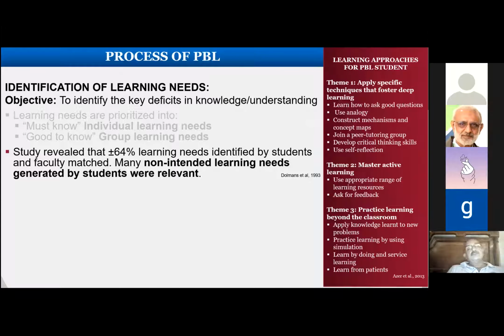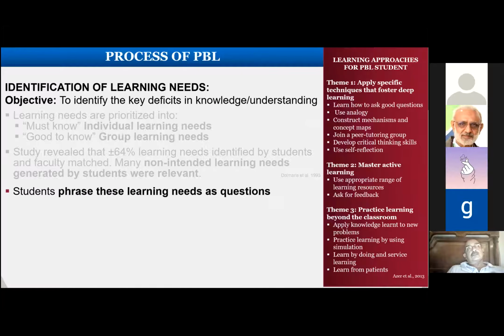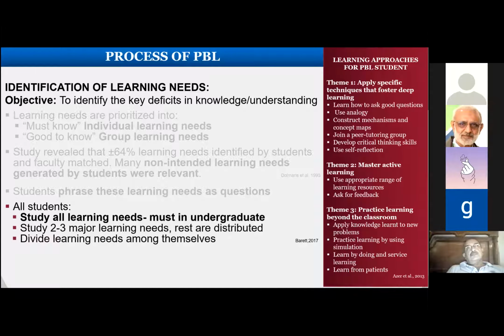Practically, students phrase these learning needs as questions. All students will study all the learning needs. It is a must in undergraduate. At the postgraduate level, the students will study two to three major learning needs, and the rest of the learning needs are distributed, or they divide the learning needs among themselves. But for undergraduates, it is recommended that all the must know learning needs must be done by all the students.